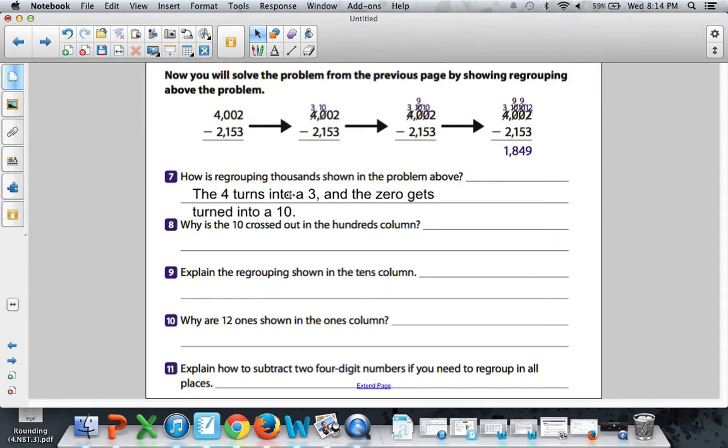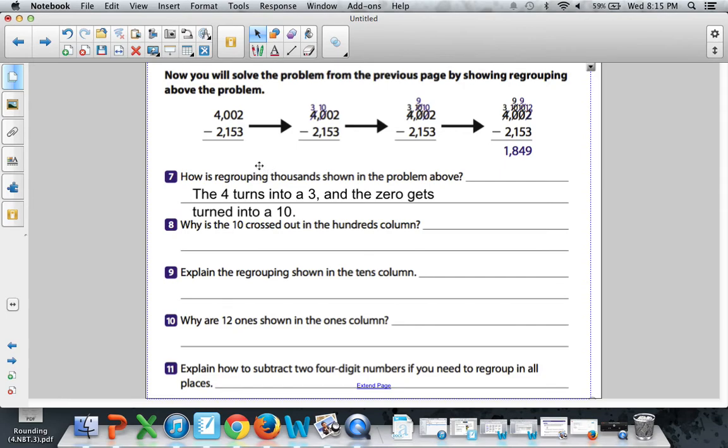I don't think I'm going to type the answers for every single one, because that would take too long, and the video will get needlessly long. But just listen to me speak, and you'll have an idea of what's going on. Explain the regrouping. I'm on number 9 now. Explain the regrouping shown in the tens column. They're talking about this right here. What happened there? Look, again, the 10 turned into a 9. And right next door, what did that 2 turn into? A 12. So there's regrouping on almost every single spot of this problem, every single place value.